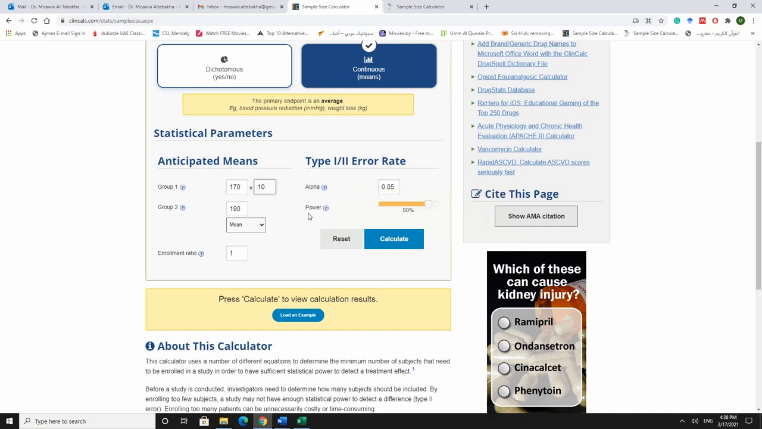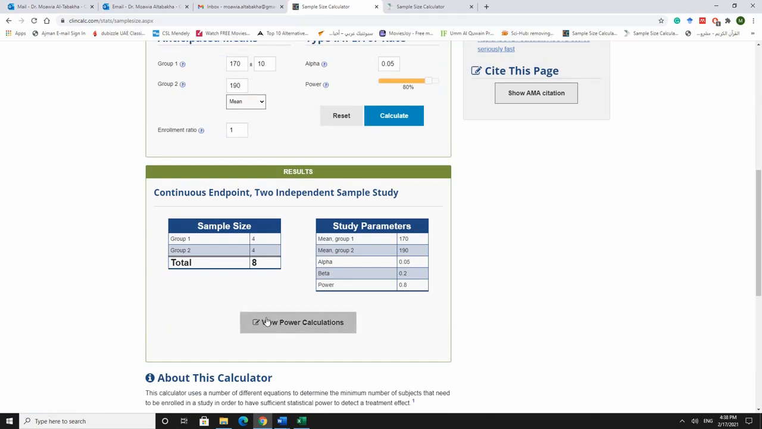Alpha, and I will talk about alpha inshallah next tutorial, is usually 0.05. The power is usually 80. Okay, this power is the power of the study. Of course 80% is acceptable. The higher the power, the stronger is the study, but you will need more subjects. Okay, look, calculate. Here it's giving me that I need 4 in group 1 and 4 in group B.